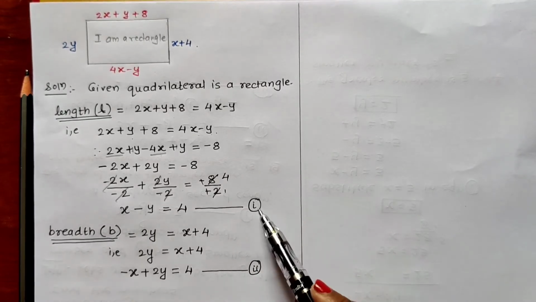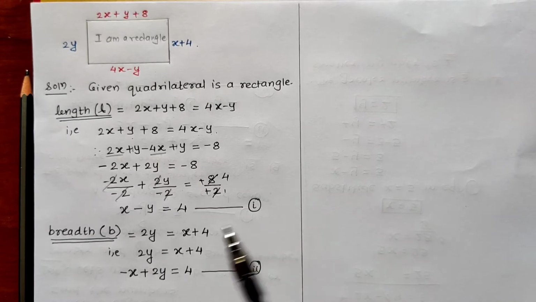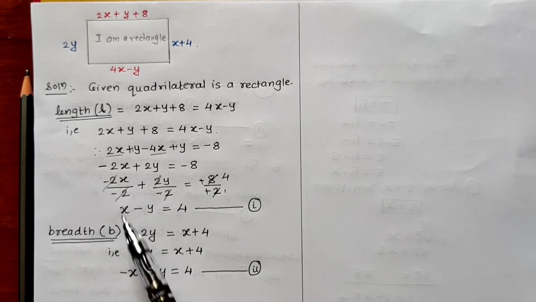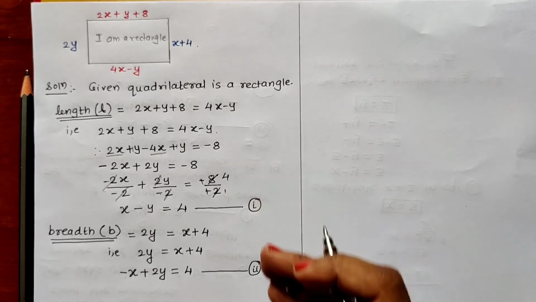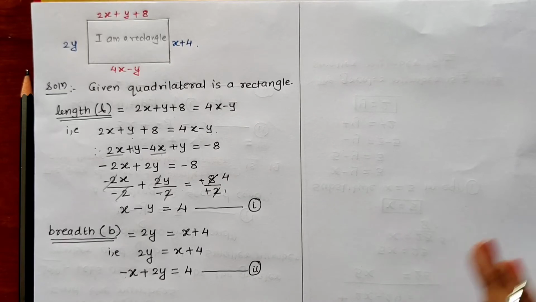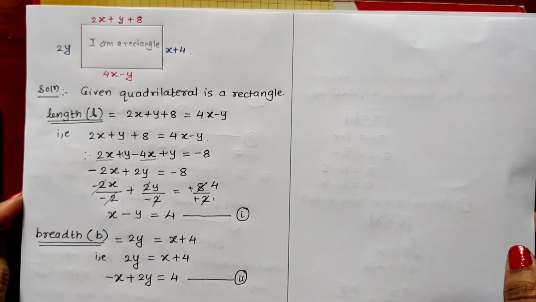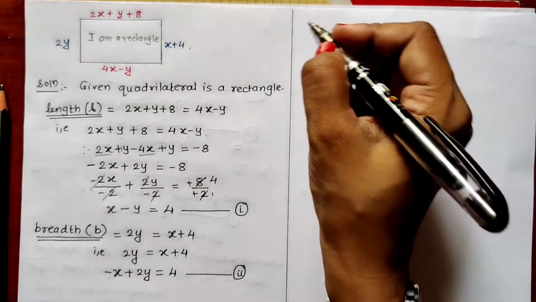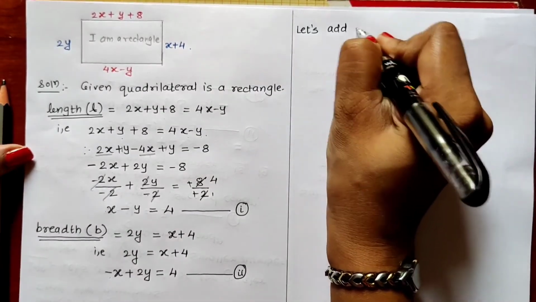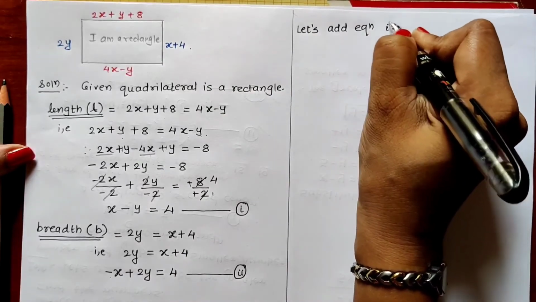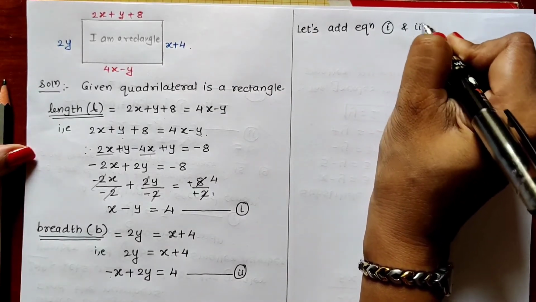Now let us observe this equation 1 and 2. What we can see is that these are two like terms, same terms. That means their coefficients are 1, 1 and they have opposite signs. Here the sign of x is plus, here the sign of x is minus. So we can eliminate the x terms by adding equation 1 and 2. So let us add equation 1 and 2.